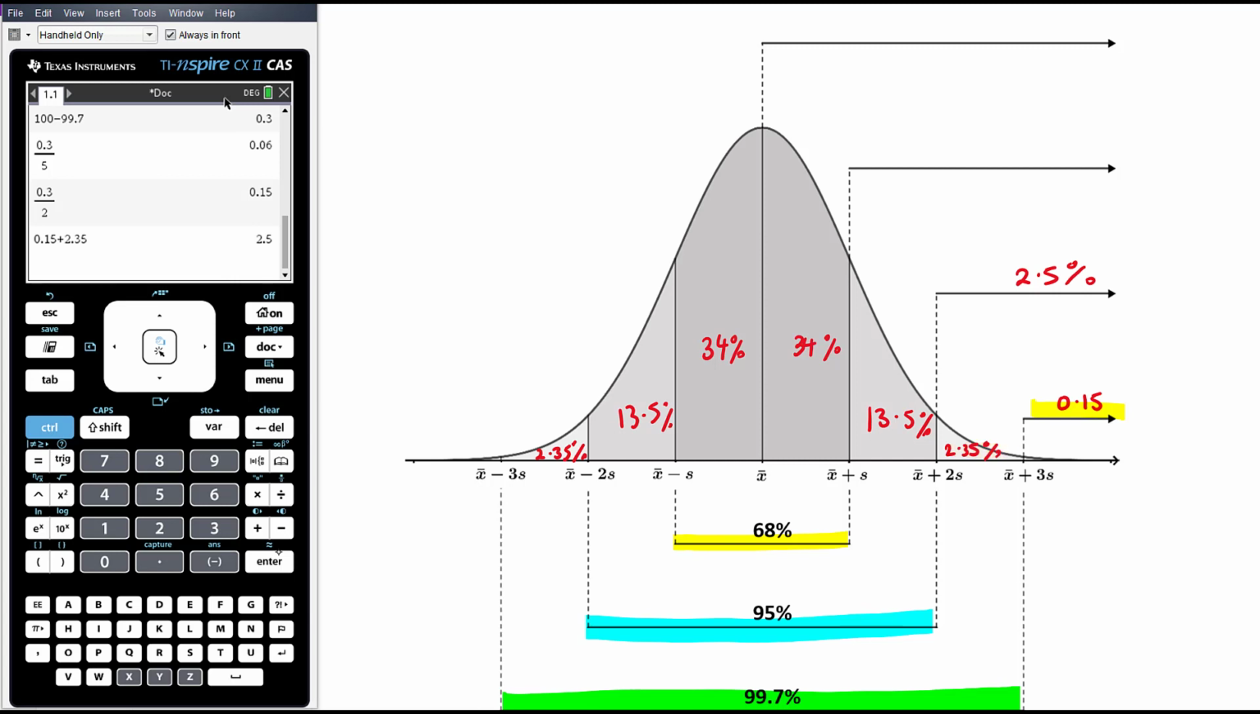Again, we can use those facts, or we can simply take the 2.5 that we just worked out is here and add on the 13.5 to get that total distance there. So 2.5 plus 13.5 gives us 16%. Again, we can also think about that from the 68%.